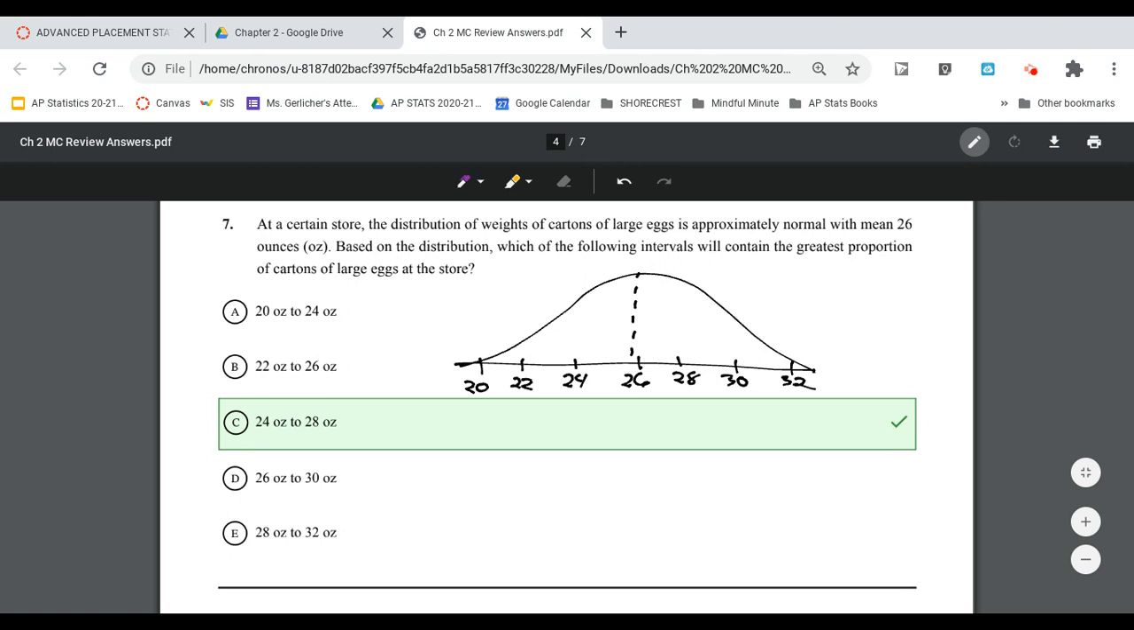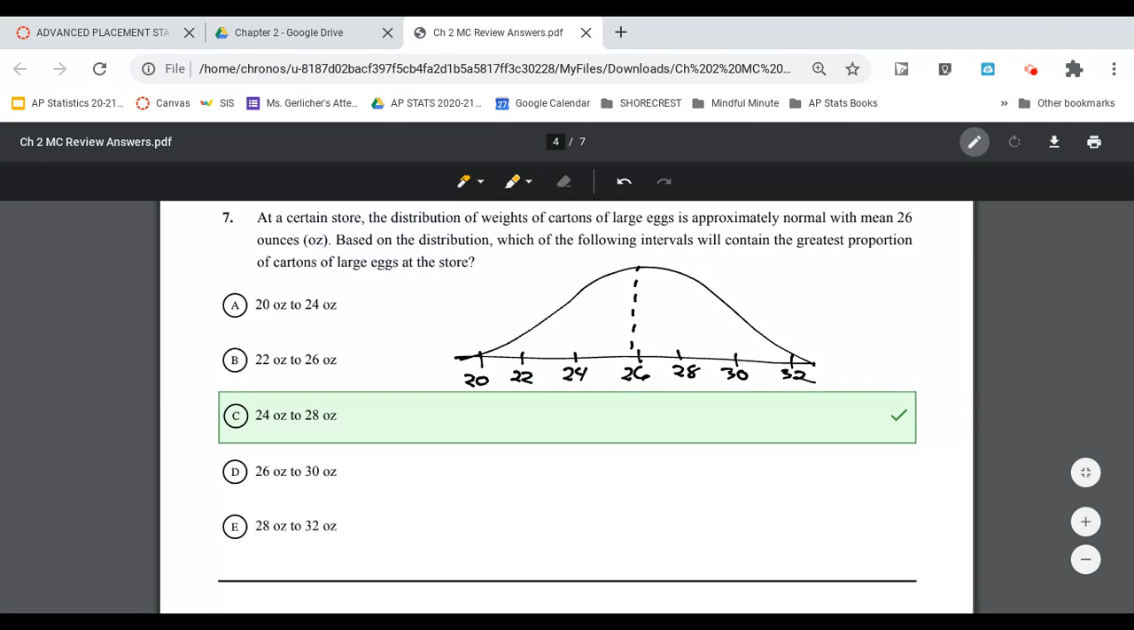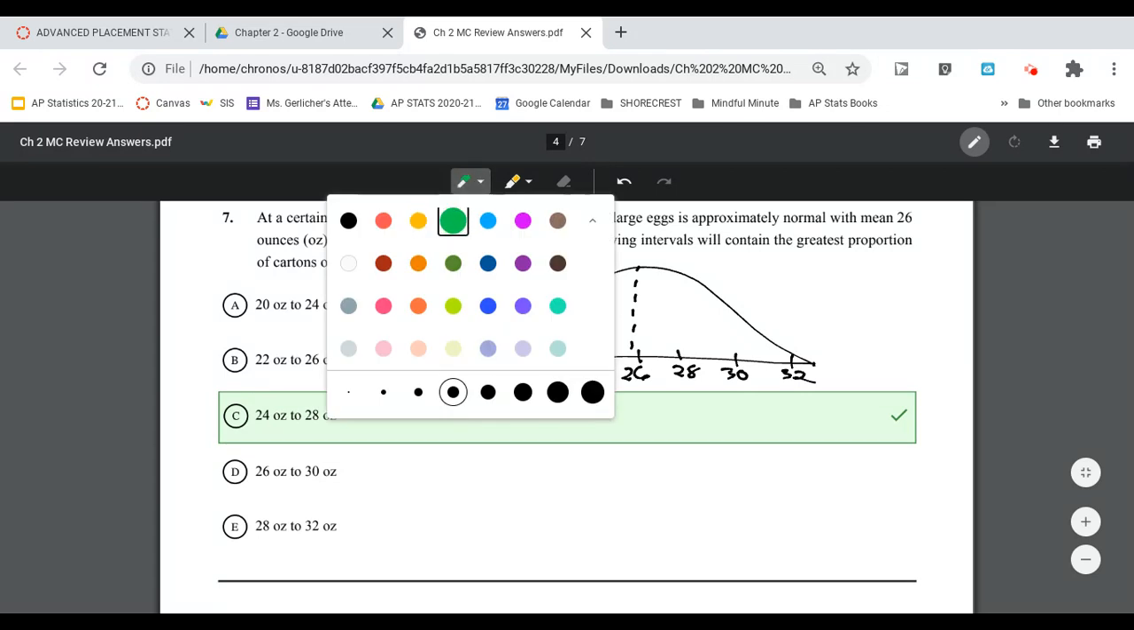Okay, so I kind of have to think about all of these as chunks of data that are 4 ounces wide, so to speak. Like if I were to make a histogram or a bar graph, the bar would be 4 ounces wide. All these intervals are 4 ounces wide. So you have to think about which intervals in here would have the most data. So you could compare, say, 20 to 24 is right here. So this area represents all that data there. Compare that to 24 to 28.